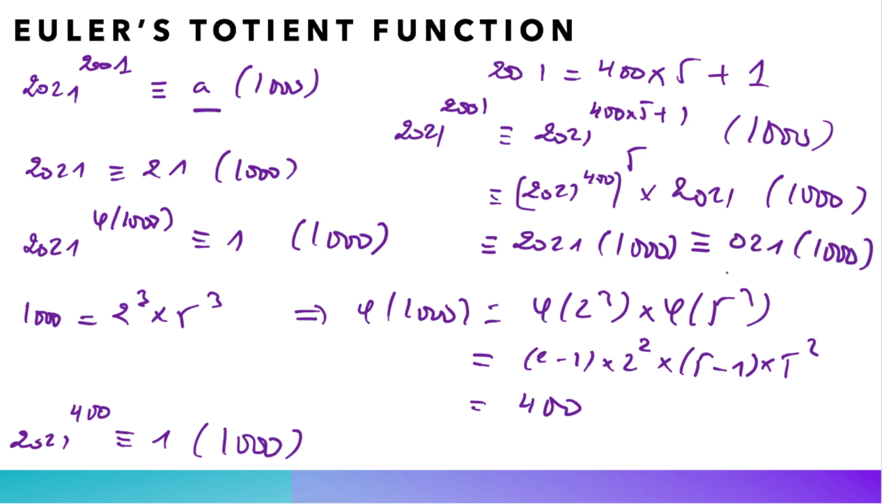And this says that the three first digits of our number here, that we did not compute because it's too big, are 0, 2, and 1. Very nice. Do you see how powerful Euler's theorem is?